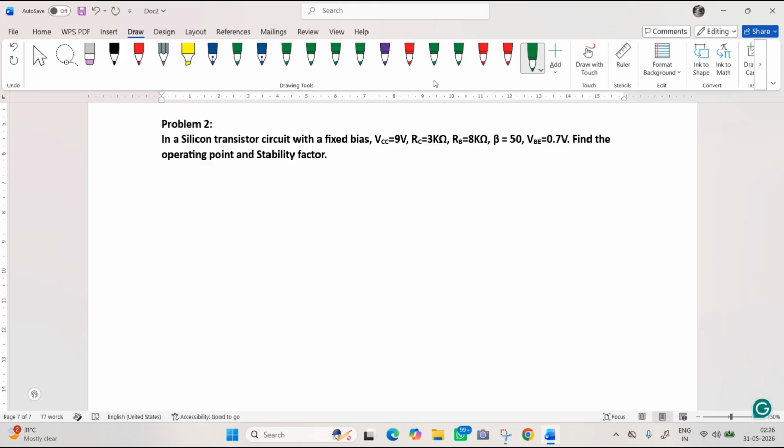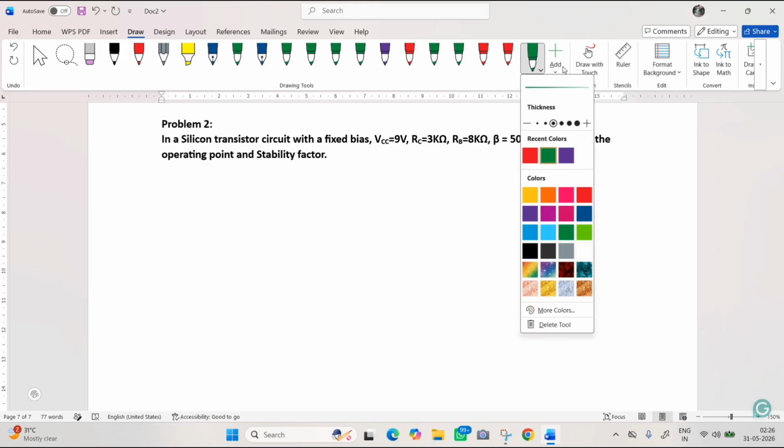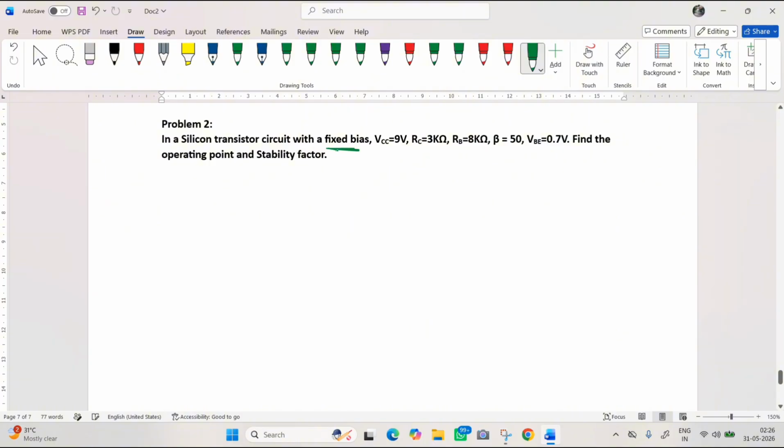This is the second problem. Here, in this case, he was saying that the given circuit is a fixed bias. For this one, we have to find the operating point and stability factor. So he was saying the operating point. Operating point means Q point. What will this Q point be?